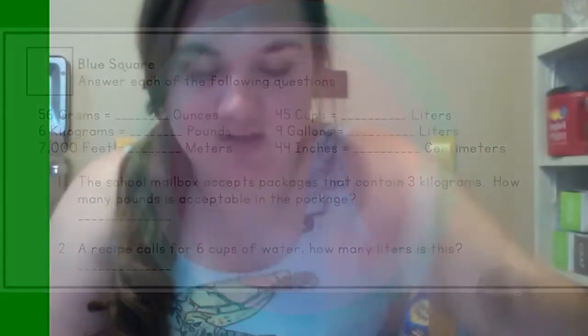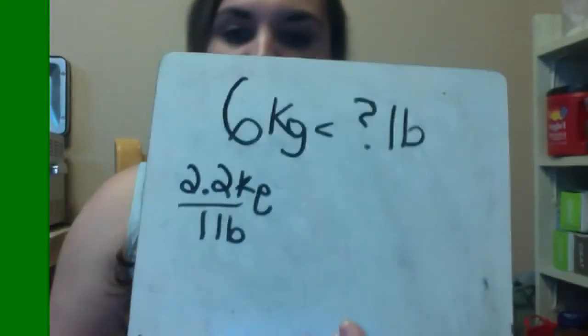Okay. So now I know that 2.2 kilograms is equal to 1 pound. Remember my pineapple. Pineapple is equal to a kilogram. Okay? Now, do I know kilograms or pounds?